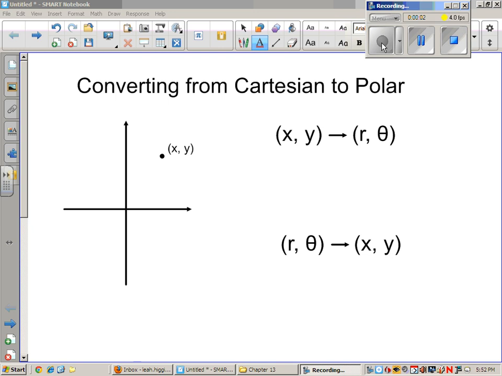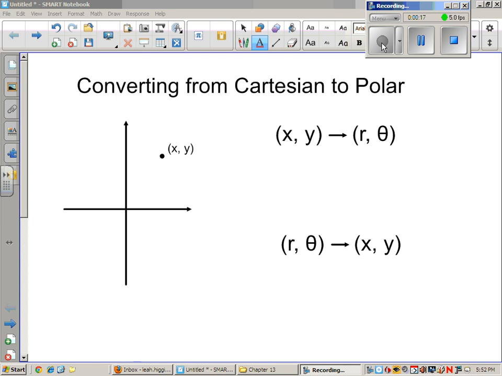Okay, so in this video, we're going to learn how to convert from Cartesian to polar. Basically, Cartesian's your regular x's and y's. We want to think about what does polar mean. R's and thetas is what a polar is all about. R is basically the measure of the radius from the origin.